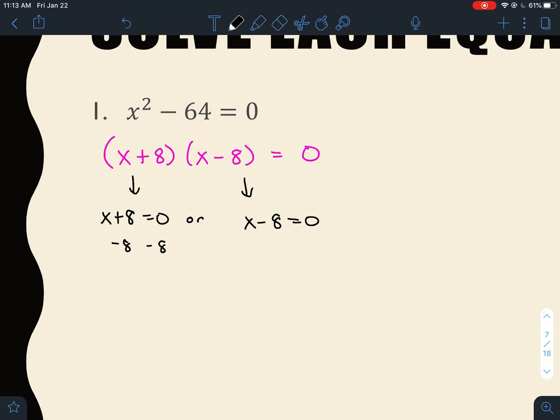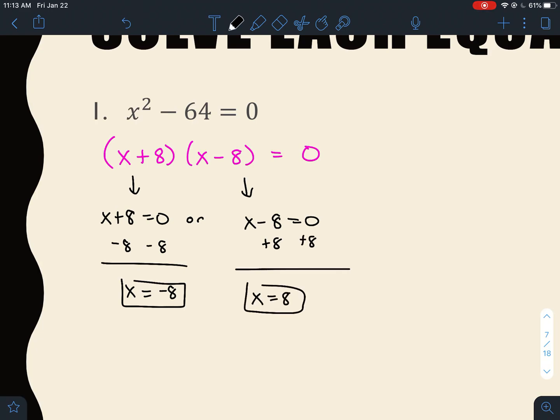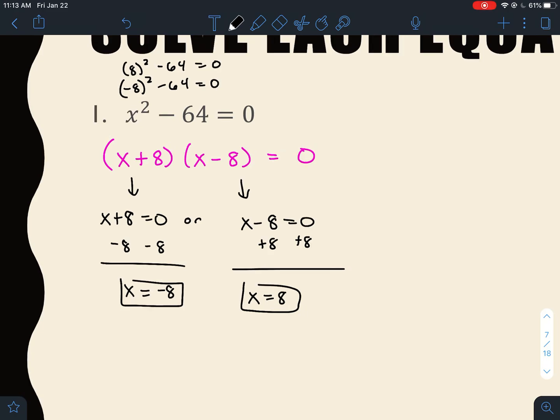So subtract the 8, and one of my solutions would be x equals negative 8, or add the 8, and your other solution is x equals positive 8. Remember, you can always check by plugging them back in. If I took negative 8 and squared it, I would get 64, and 64 minus 64 is 0. If you took 8, plugged it in, and squared it, you would also get 0.